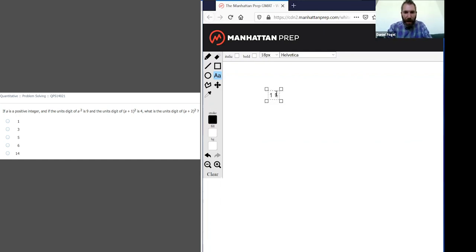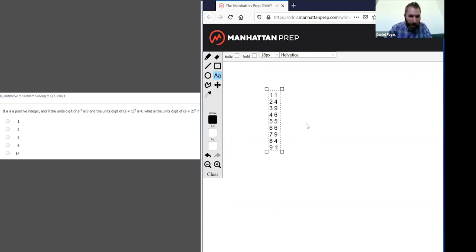So units digits have a pattern. Every digit has one. So 1 squared is 1, 2 squared is 4, 3 squared is 9, 4 squared is 16, so 6, 5 is always 5, 6 is always 6, 7 squared is 49, so 9. There's our other 9. Let's just check the others real quick. 8 squared is 64, so 4, yep. And 9 squared is 81, so that's 1. I skipped 0, but 0 is always 0. Okay, so a could end in a 7 or end in a 3.